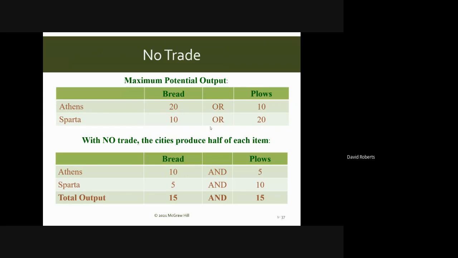You have 2 jurisdictions, Athens and Sparta. They can either make plows or bread. And with no trade, they can produce half of each item. So Sparta will produce 5 bread and 10 plows in the bottom table. And Athens will produce 10 bread and 5 plows, and they'll each have 15 breads and 15 plows.